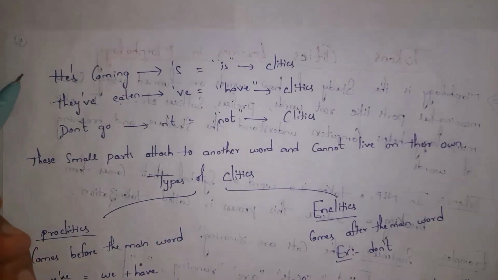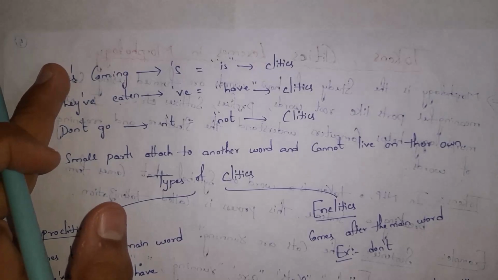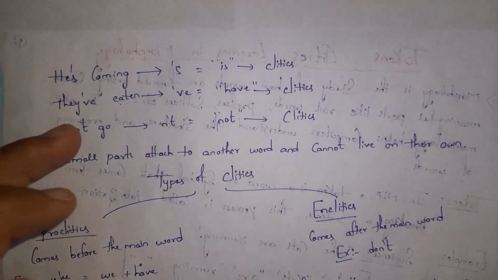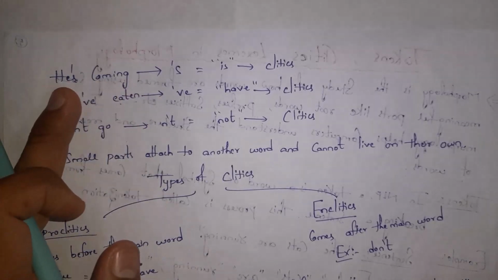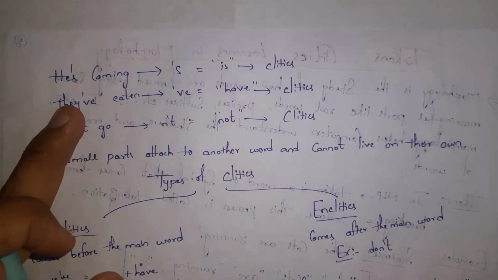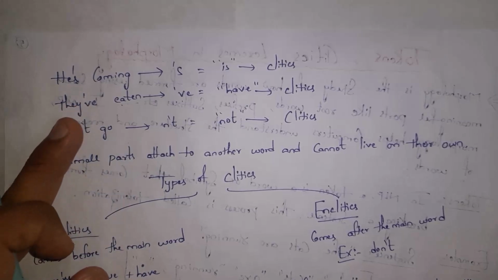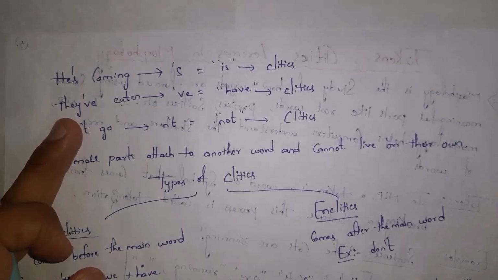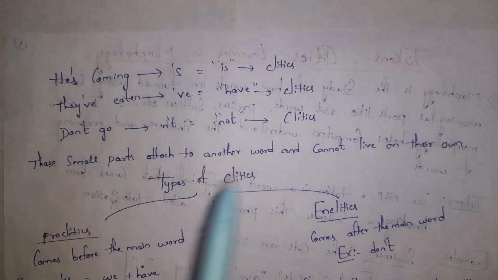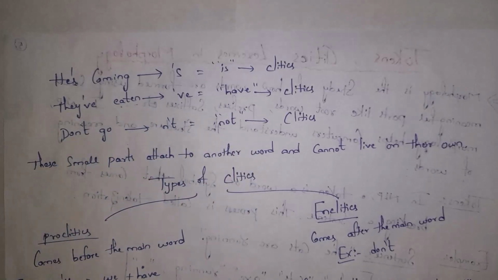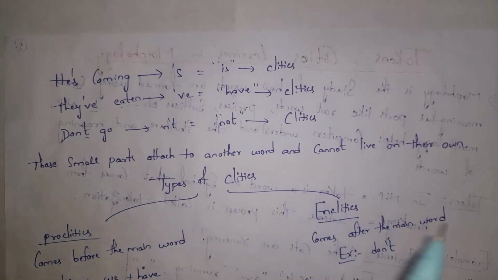For example, if you consider he's coming, if you remove here 'HE', there is no meaning for 'S'. So we cannot write 'S' alone. So we call this 'S' a clitic. And similarly, they've eaten. If you remove 'they', there is no meaning for 'VE'. So we call this 'VE' a clitic. And similarly, if you consider don't, if you remove 'DON', there is no meaning for 'T'. So we call this 'T' a clitic, where 'S' stands for is and 'VE' stands for have and 'NT' stands for not. So clitics are small parts attached to other words and they cannot live alone on their own.